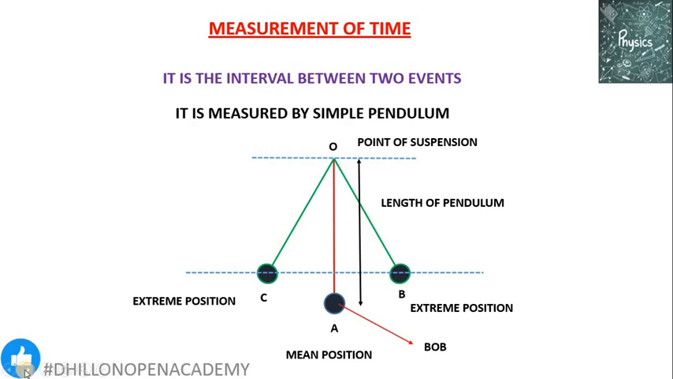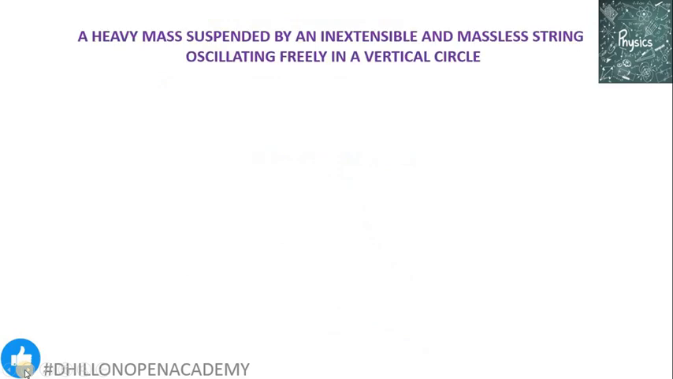The total length of the pendulum includes the length of the thread plus the radius of the bob, which is known as the effective length of the pendulum. So a simple pendulum is a heavy mass suspended by an inextensible and massless string oscillating freely in a vertical circle. So the string we are using must be inextensible and massless.